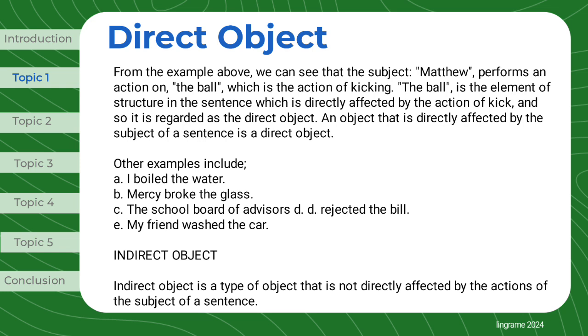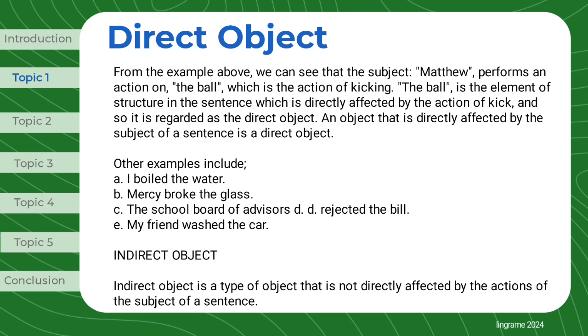An object that is directly affected by the subject of a sentence is a direct object. Other examples include, I boiled the water. Mercy broke the glass. The school board of advisors rejected the bill. My friend washed the car.